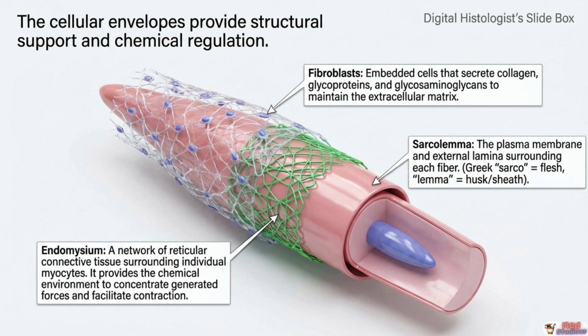Moving just outside the cell, we find the endomysium. This is a delicate network of reticular connective tissue that surrounds each individual myocyte. The endomysium plays a vital role by providing the exact chemical environment needed to concentrate generated forces and facilitate smooth contraction. Embedded within this extracellular matrix are fibroblasts. Fibroblasts are the maintenance workers of the tissue. They constantly secrete collagen, glycoproteins, and glycosaminoglycans to maintain the structural integrity of the extracellular matrix, ensuring the muscle fibers have a healthy, flexible scaffold to pull against.